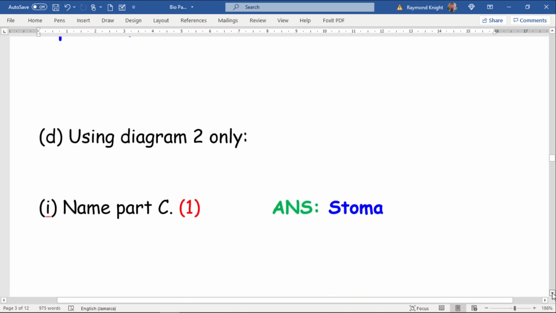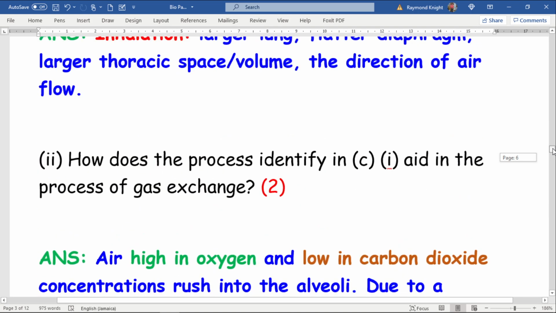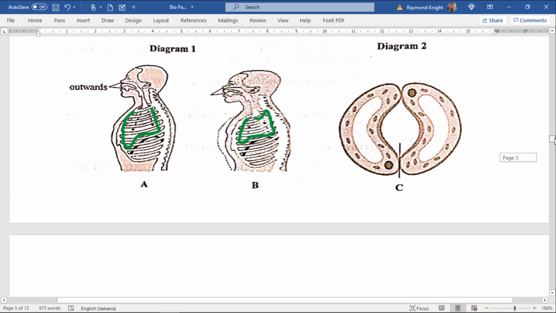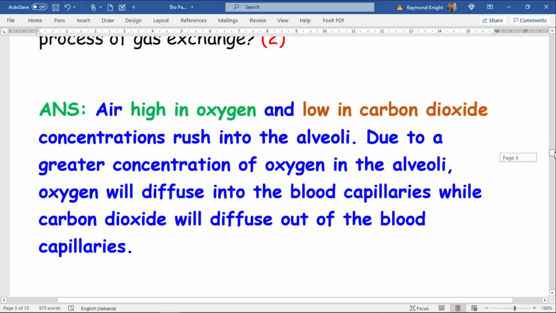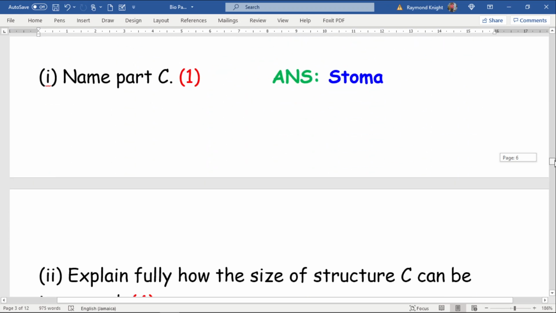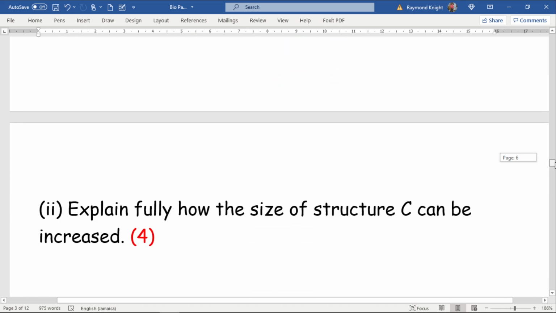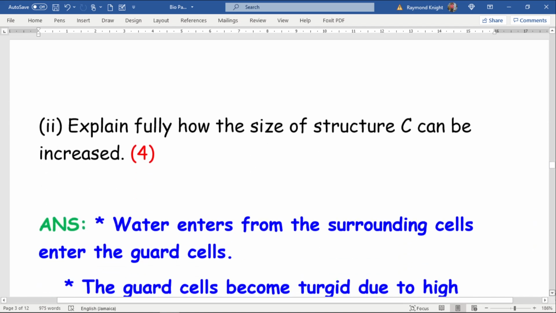Now part D is using diagram 2 only. Name the part C, and if you go back to it, which is a stomata. All right, matter of fact, stoma is singular, stomata is plural. So if you go back to the diagram, see right there, you notice it. Okay, so it is a stoma, stomata is plural, just to make a note of that. And so the answer there is stomata. Now part 2 says explain fully how the size of structure C can be increased. So how can you have an increase in stomata? In other words, how can stomata open more?